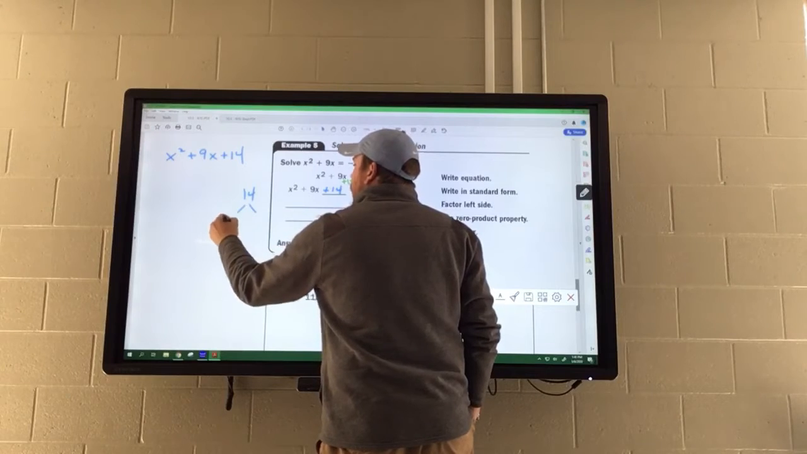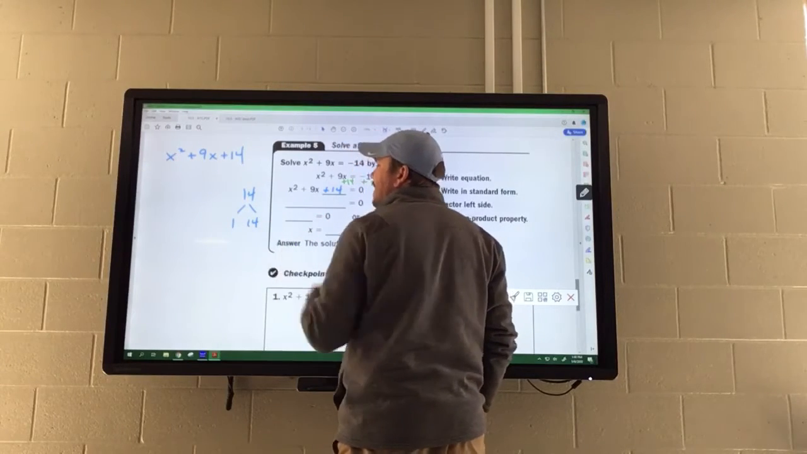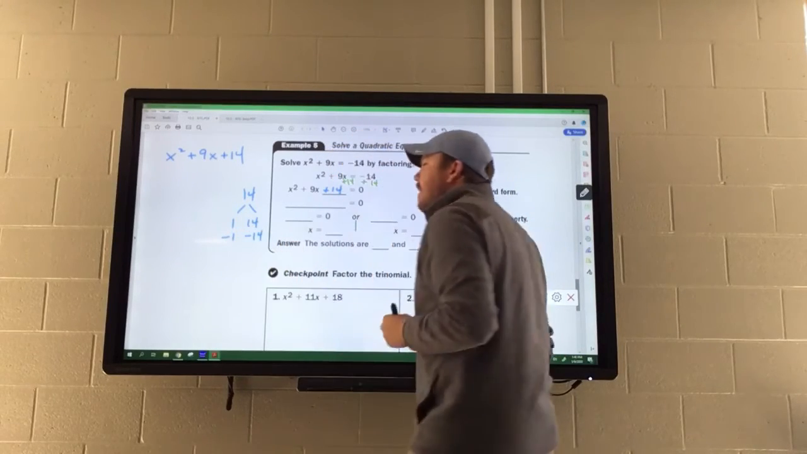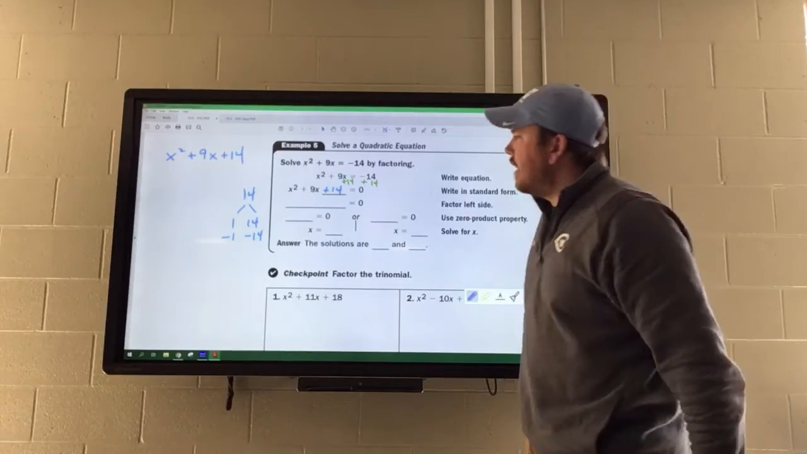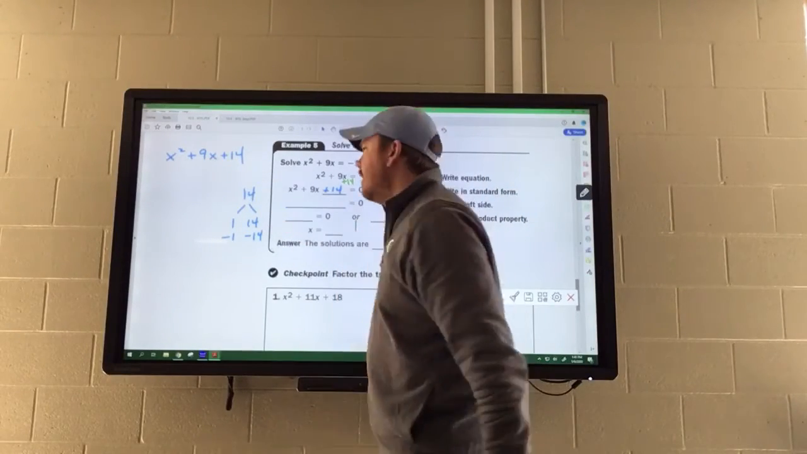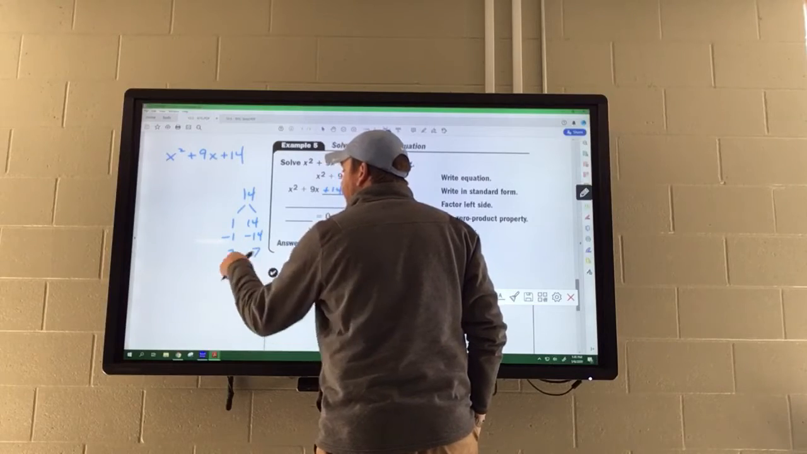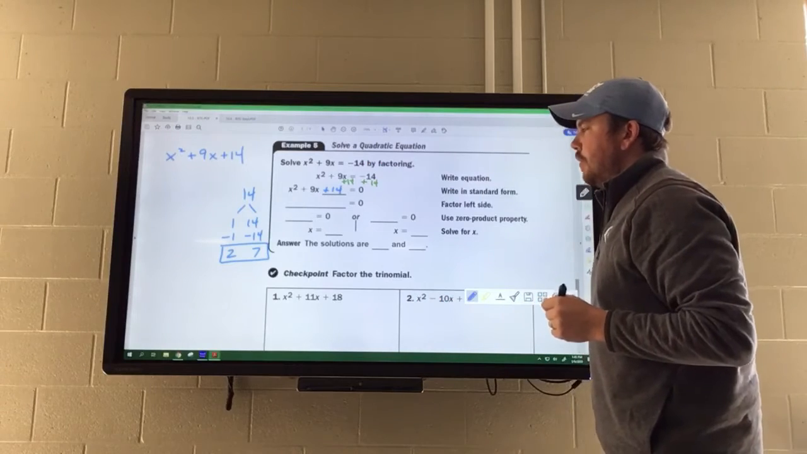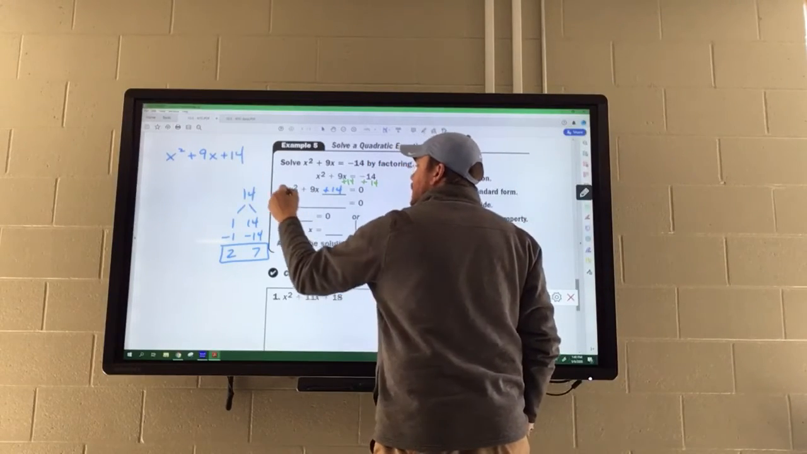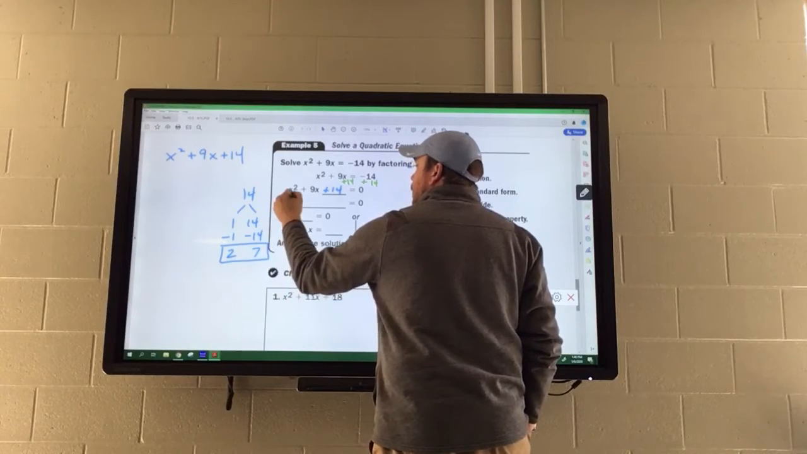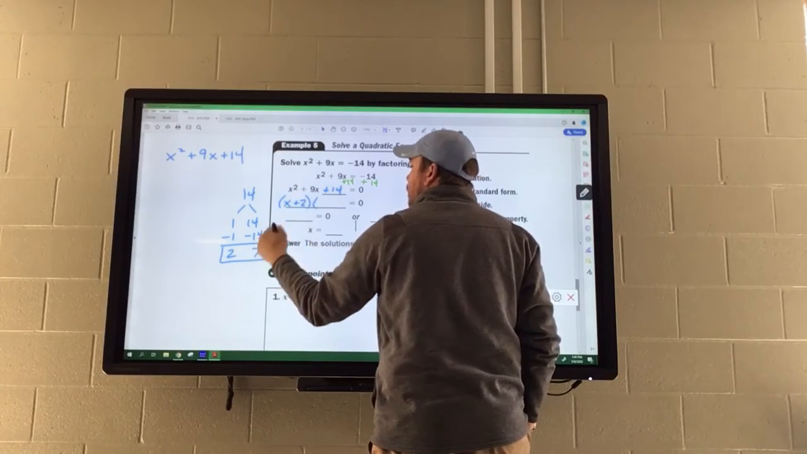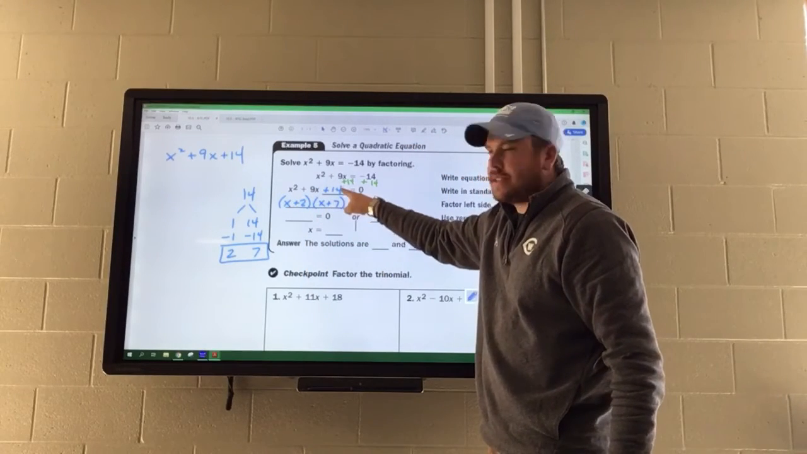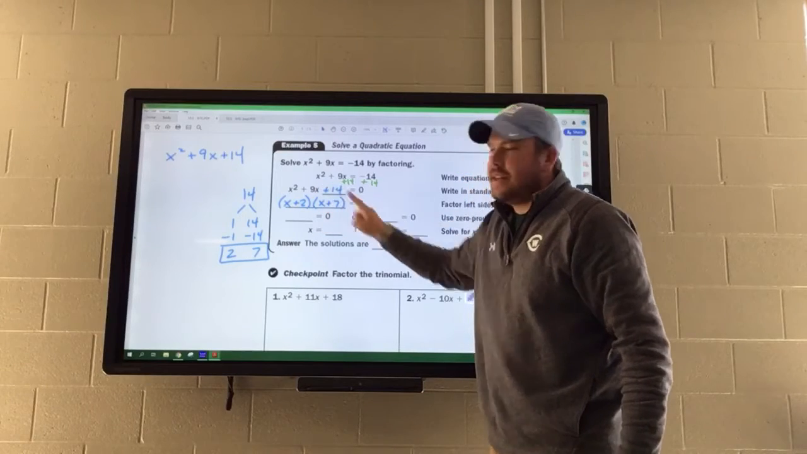I could do 1 times 14, but that adds to equal 15. I could do negative 1 times negative 14, but that adds to equal negative 15, okay? Neither one of those options gives us 9. I could do 2 times 7, and hey, look at that. 2 plus 7 equals 9. So therefore, x squared plus 9x plus 14 factors to x plus 2 and x plus 7. And that works because 2 times 7 is 14, and 2 plus 7 is 9.